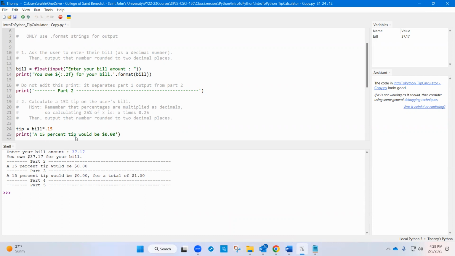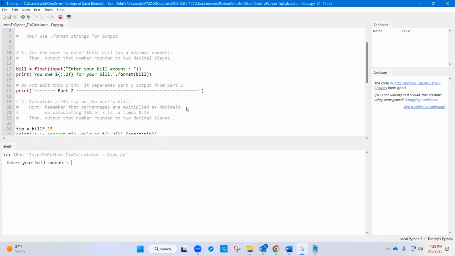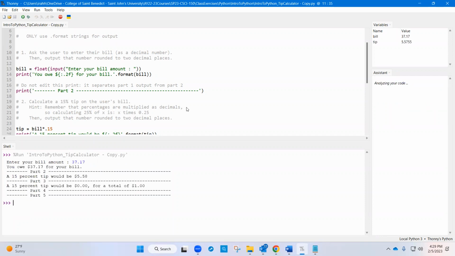And then if I were to display that to the user, again, I'm going to do something like before, 0.2f over here. That would be the tip value. So a 15% tip would be, and then display the tip variable to 2 decimal places, proceeded with a $ sign. Okay, let's see here for the same example, 37.17, it's saying that the tip is 5.58.